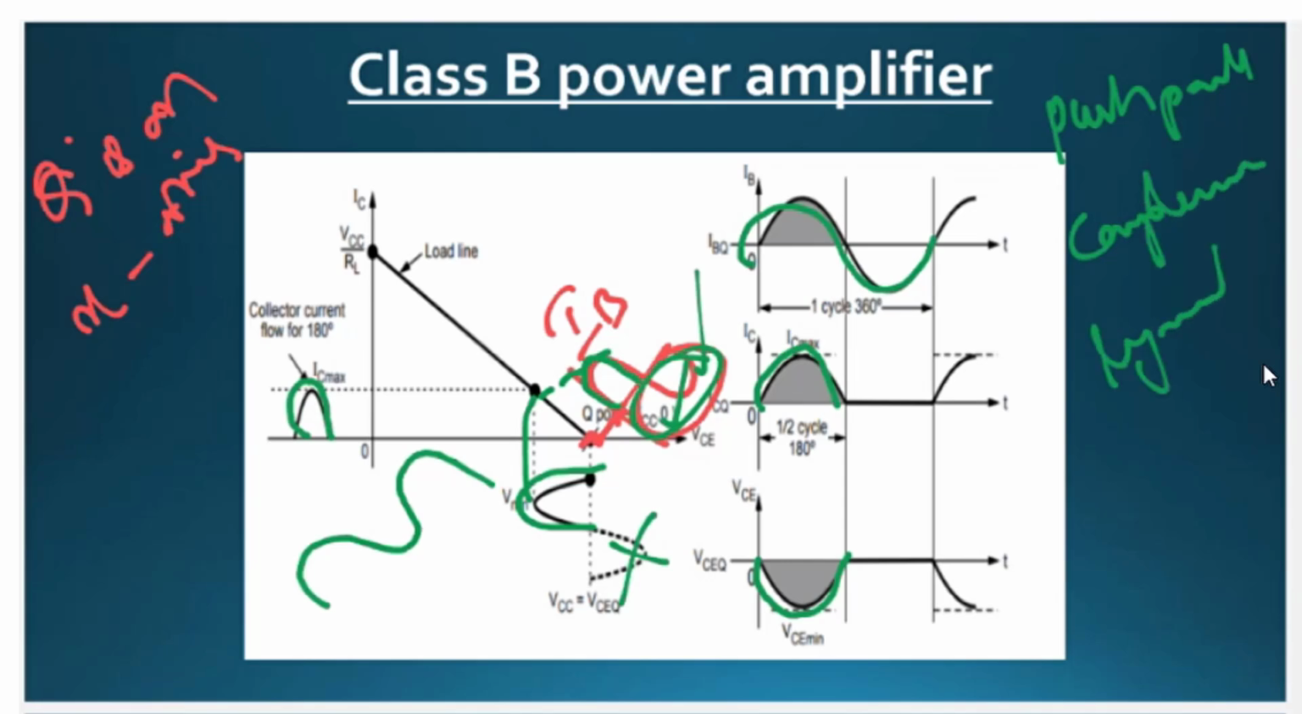Okay, so this is about class B. Definitely there exists distortion, because the entire conduction is not by only a single transistor. The conduction is by two different transistors. When the conduction is transferring from one transistor to another transistor, definitely there exists some distortion. That distortion is called harmonic distortion. The efficiency in the case of class B amplifier is more compared to class A.